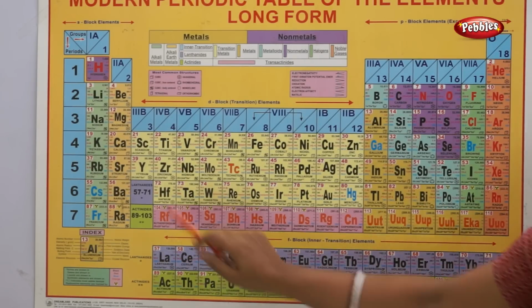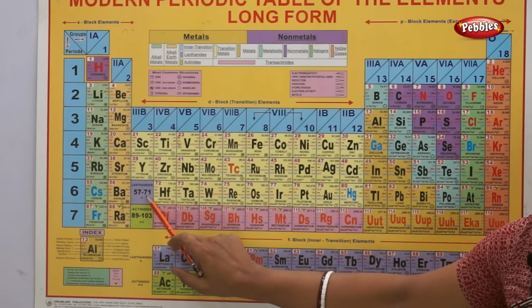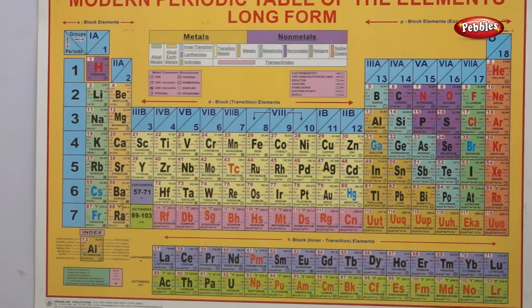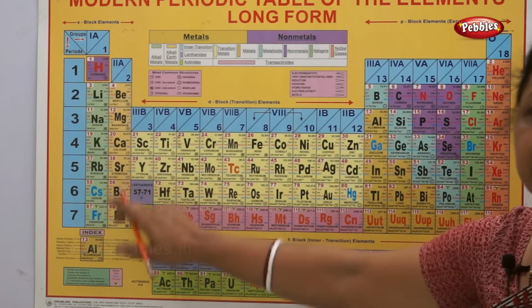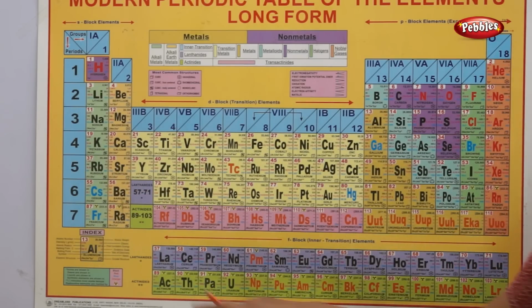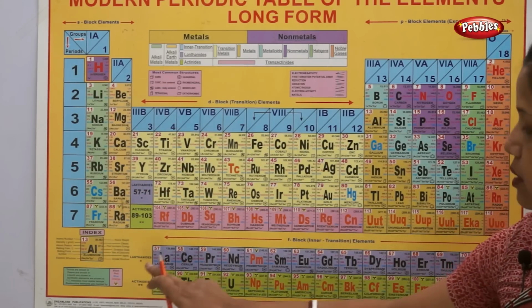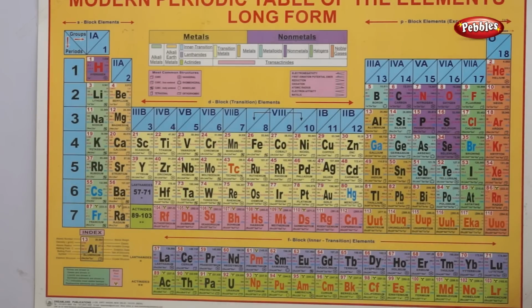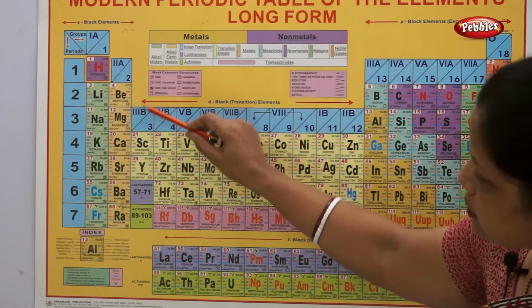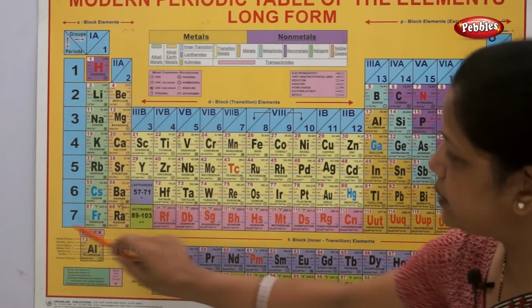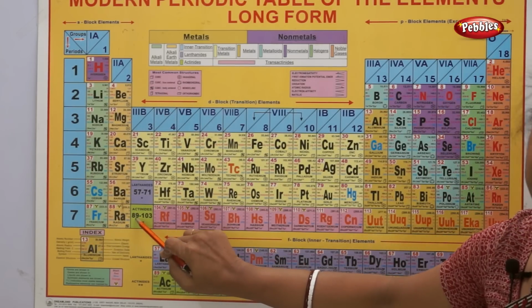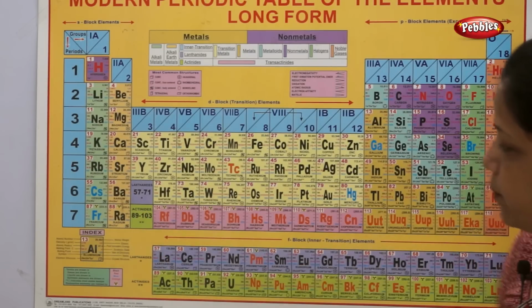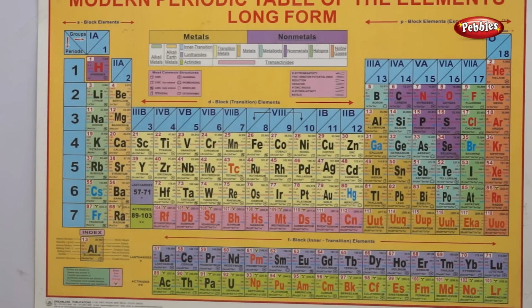It is shown that atomic numbers 57 to 71 are called lanthanides. They are placed here because they have similar properties to the elements around them. The second row is actinides. They also contain 14 elements, and they are present in the seventh period and the third group. After atomic number 89, they are placed from 90 to 103.